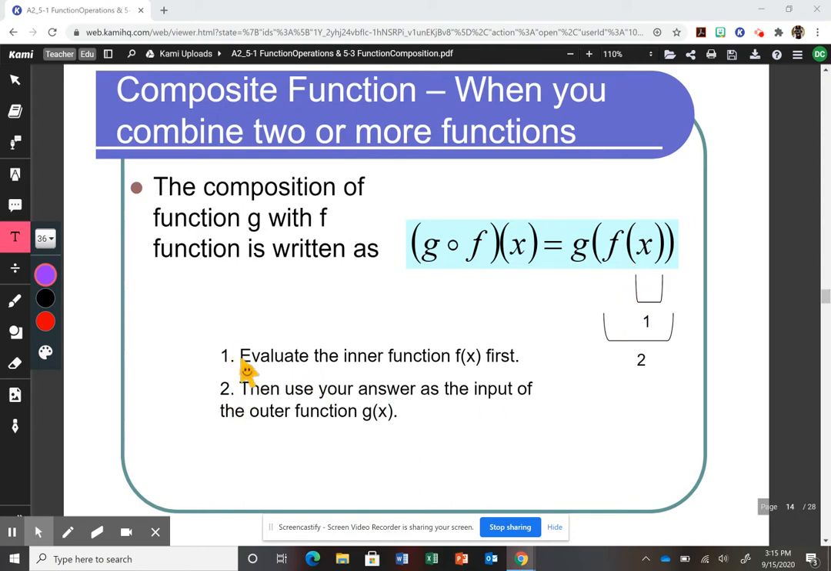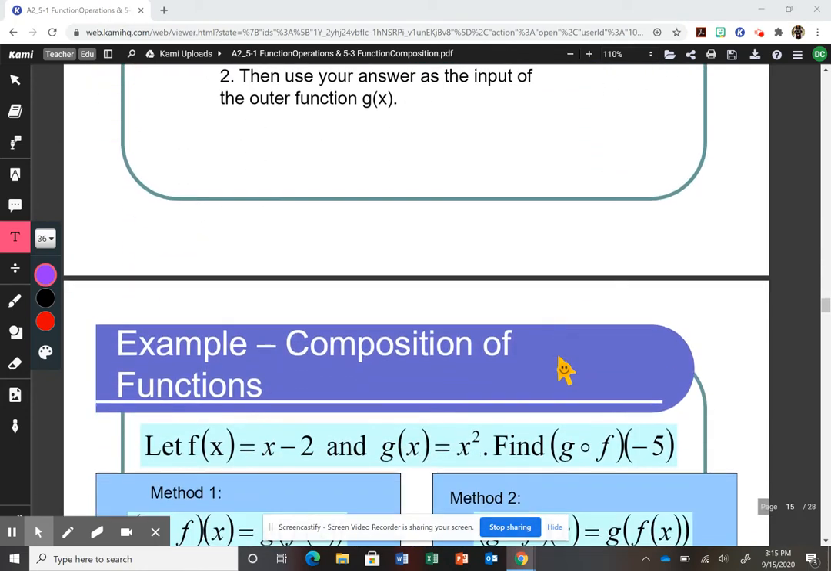Okay, and the steps to evaluating the function, the first step is to evaluate the inner function first. Okay, so we work from the inside out. Step 2 is then you use the answer from the inner function to evaluate the outer function. What are you talking about? That sounds confusing, right? So we're actually going to work with these and we're going to see what that looks like, okay? So remember, if you need time to write this down, go ahead and pause.